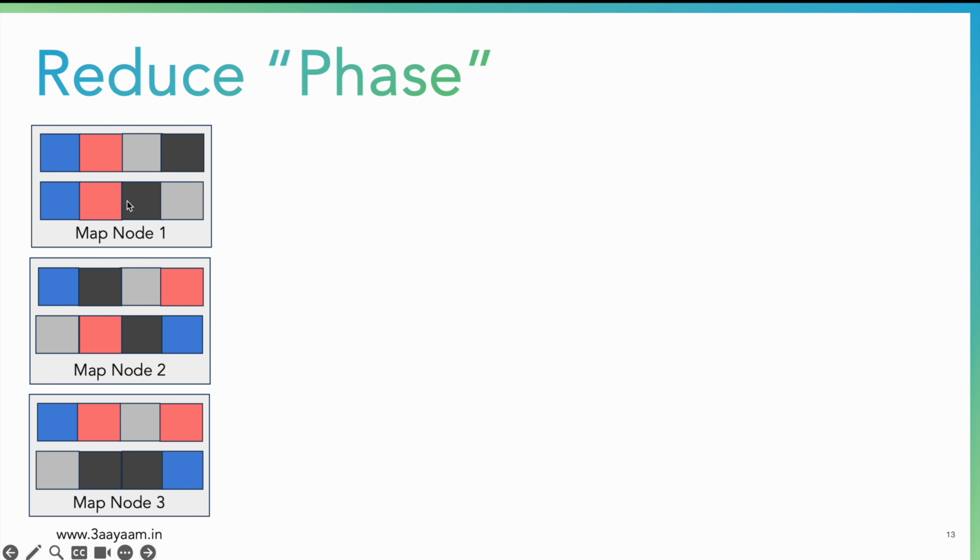So let's say map node 1 has 4 partitions, and this is the first merged file and this is the second merged file. In map node 2 also we have 4 partitions, and these two are the merged files. Same is the case with map node 3. So these are the files which are the final output from the map phase. And these files are sorted based on keys and partitioned based on key ranges.